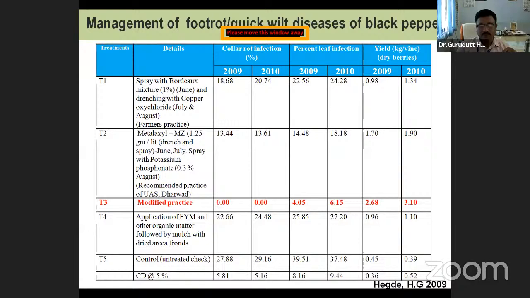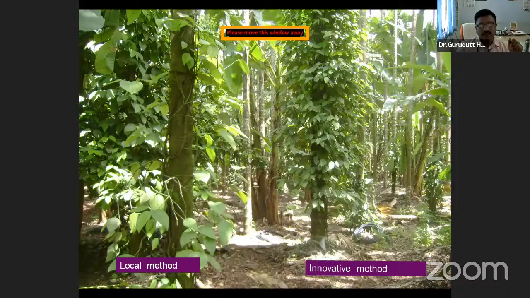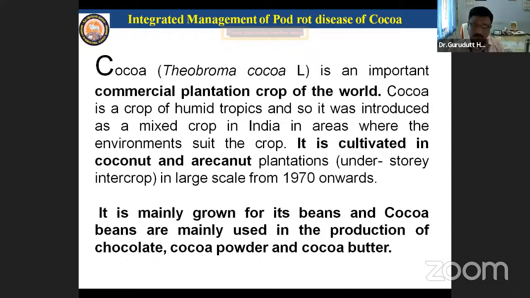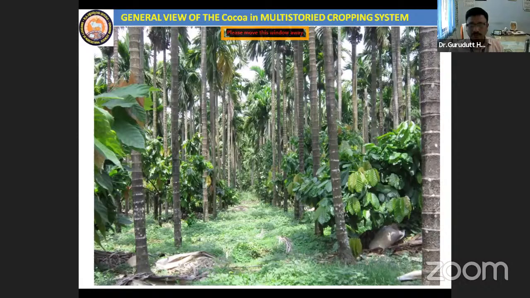And this is just a comparison between the local method and the innovative method. I just added different crops so that you can think holistically about the principles behind these biopesticides. They may be there or I do not know, but they are the crops of our India, wherever there is plantation. Likewise, another one is cocoa. It is being grown in most of the southern states: Kerala, Andhra Pradesh, Tamil Nadu, Karnataka.